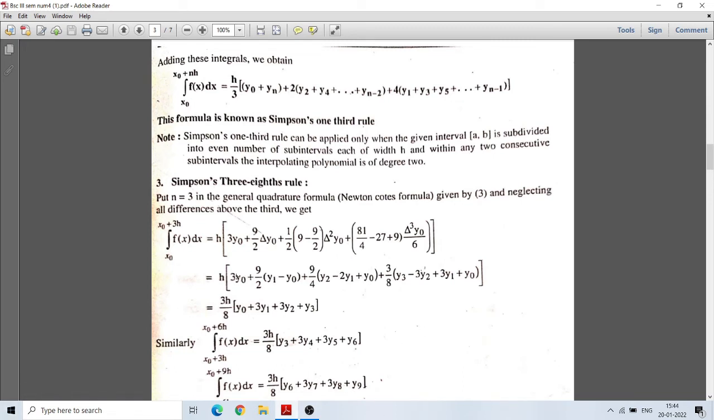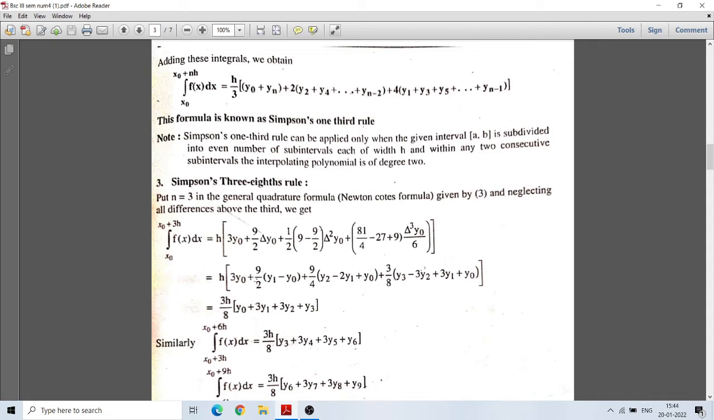Each term, 3 is common. Here 3 is there, 9, 9, 3 is there. Take 3 by 8 as common. Then 3 by 8 common means here it is multiplied by what? 8 is the LCM. Then 8 3s are 24. Here 12 2s are 24.